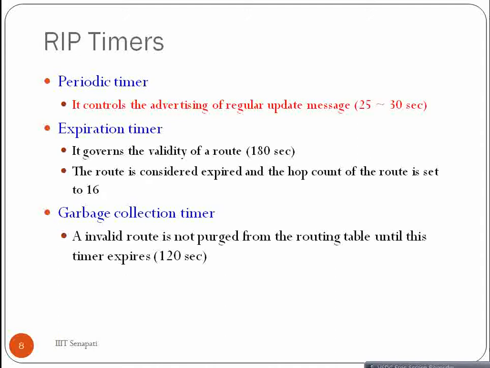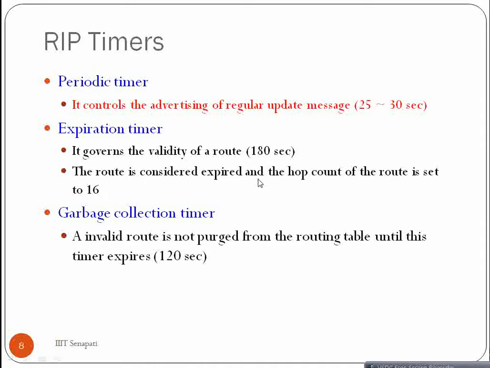The expiration timer governs the validity of a route. When this router receives an update for a route, the expiration timer is set to 180 seconds for that particular route. Every time a new update for the route is received, the timer is reset. In a normal situation, this occurs every 30 seconds.